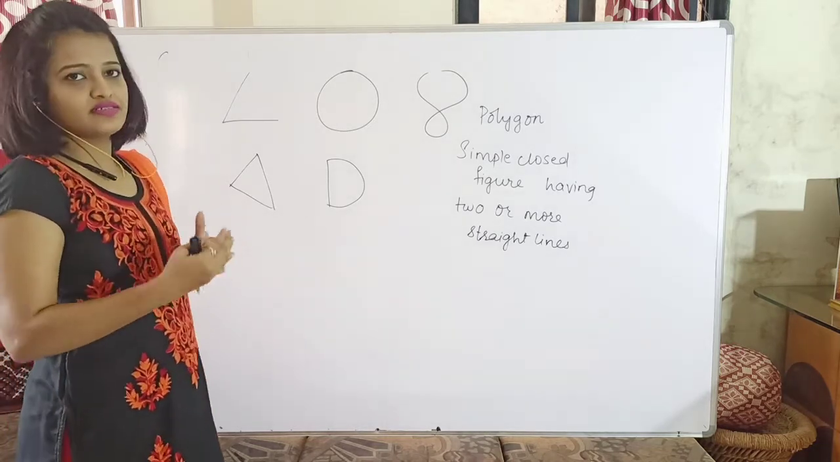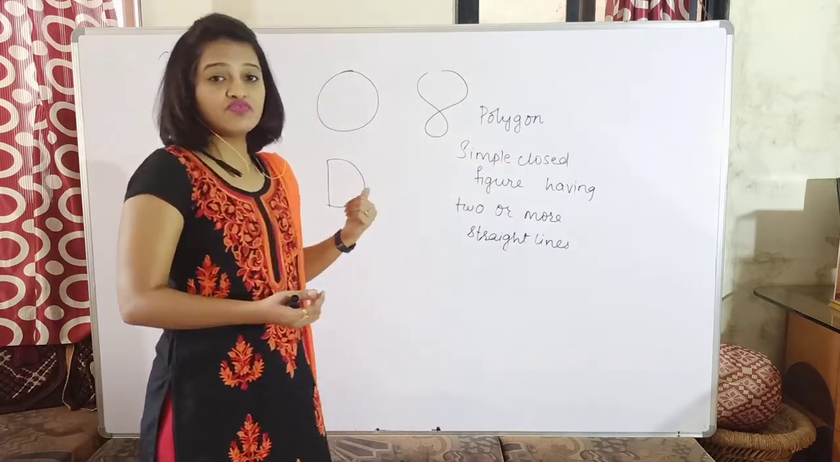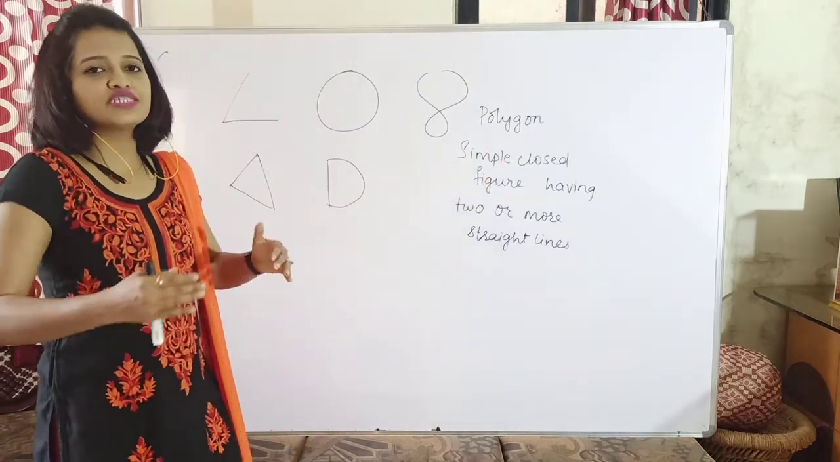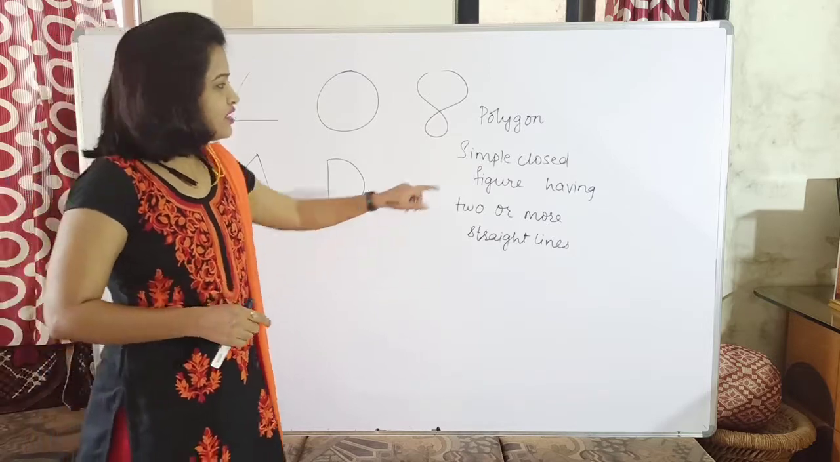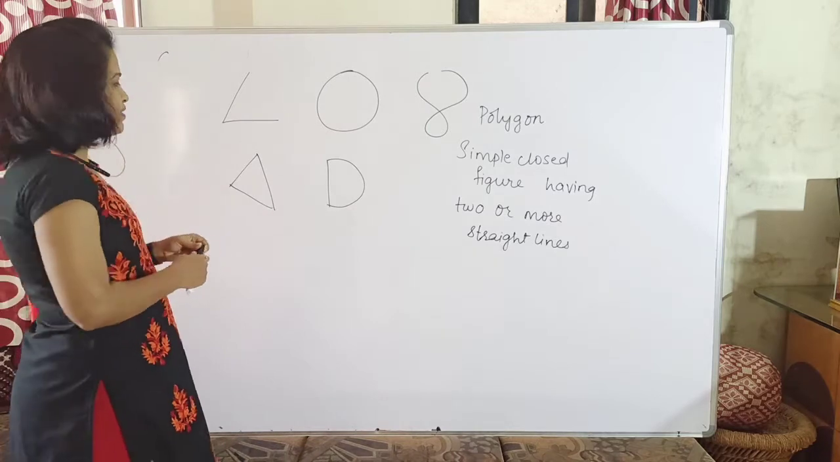Now what does it mean? Let us split the words one by one. Simple closed figure. Just now we have seen what is called a closed figure. Closed means which is actually enclosed inside a boundary. Now what is meant by simple? Simple means the lines are not overlapping above one another.